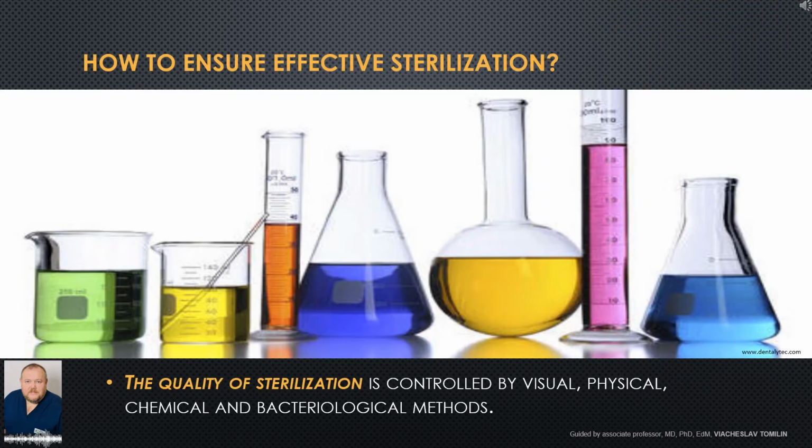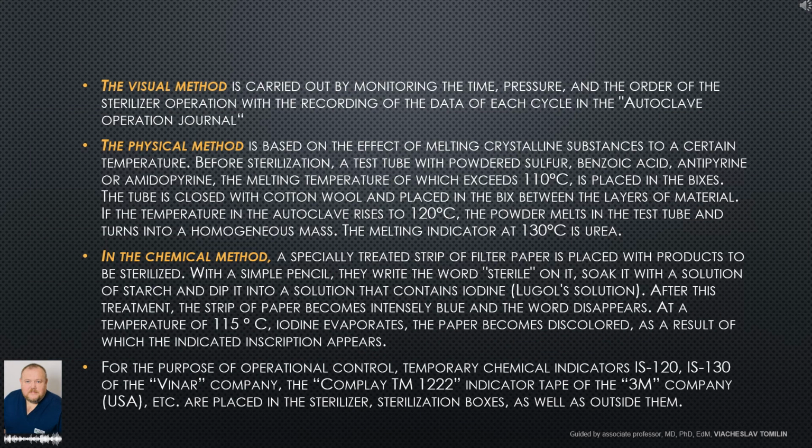How is sterilization monitoring conducted? How to ensure effective sterilization? The quality of sterilization is controlled by visual, physical, chemical and bacteriological methods. The visual method is carried out by monitoring the time, pressure, and the order of the sterilizer operation with the recording of the data of each cycle in the autoclave operation journal.